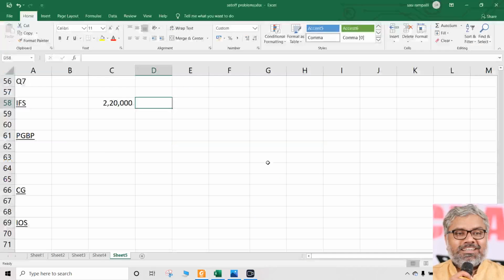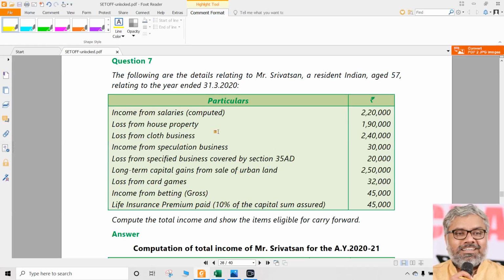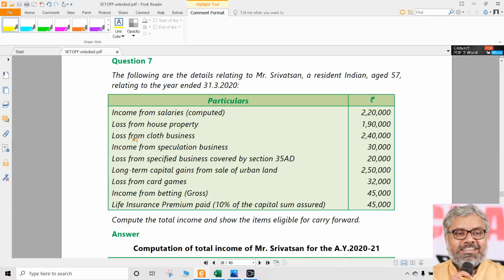Loss from house property. Now let us be double careful. It is not exceeding 1 lakh. It is not exceeding 2 lakhs. So definitely it can be immediately adjusted against income from salaries. So 1,90,000 is okay. In the earlier question it was exceeding 2 lakhs, so we restricted it to 2 lakhs. That has to be always taken care of. Then loss from cloth business, we'll come to that later.